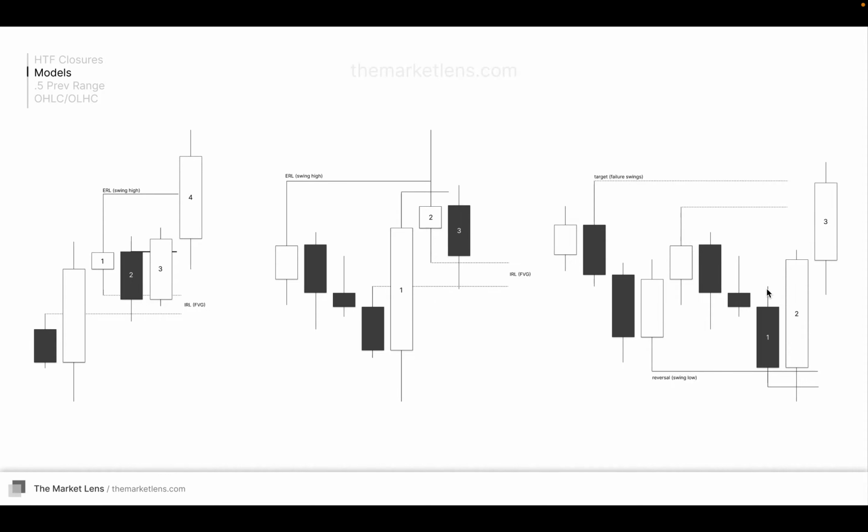Then over here is candle 1 hitting this external range low and price reversing off of candle 1's low. So what you're seeing here is the 3 different types of swing formations that we look for from key levels, right?